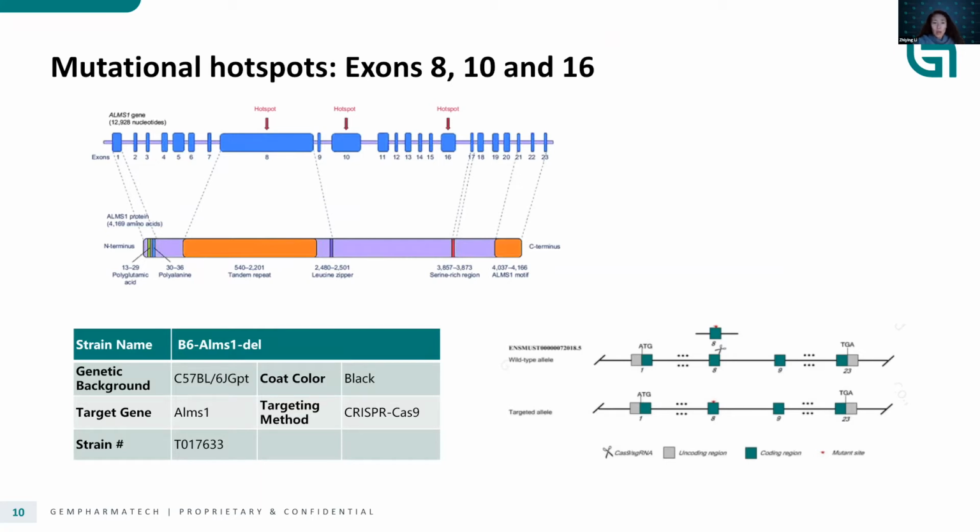So in our hands, we developed the B6-Alms1 deletion mutant animal by using CRISPR-Cas9. We deleted 11 base pairs in exon 8 of the mouse Alms1 gene. And this created a frame shift mutation so that the mouse is actually having a loss of function phenotype due to this deletion in the mouse Alms1 gene.